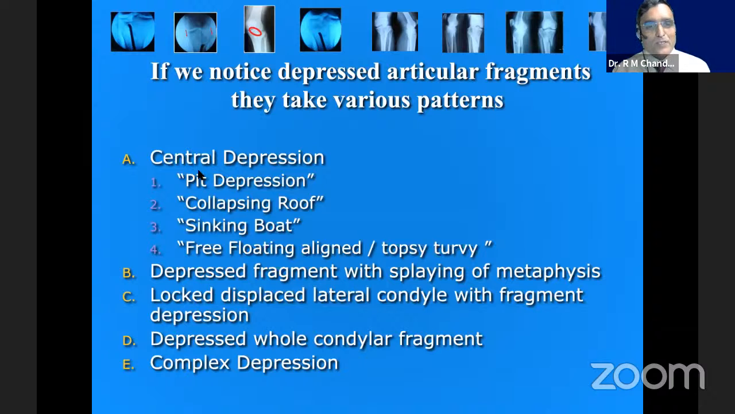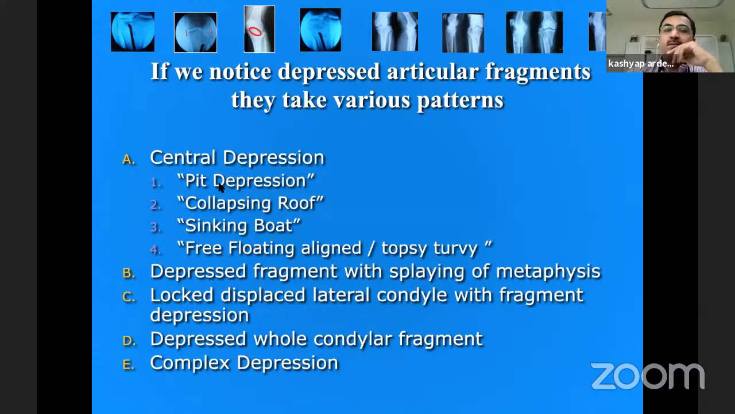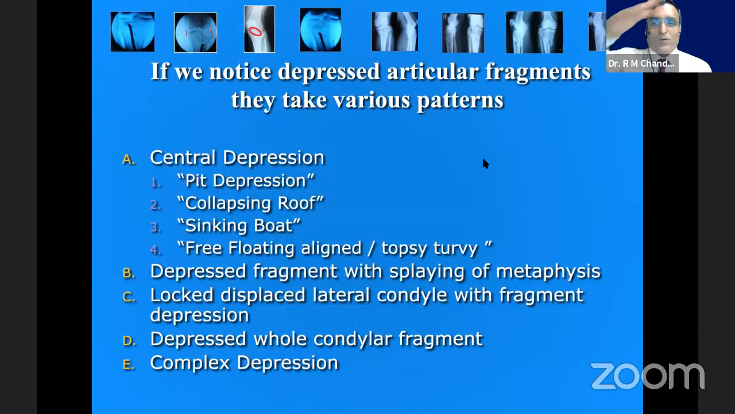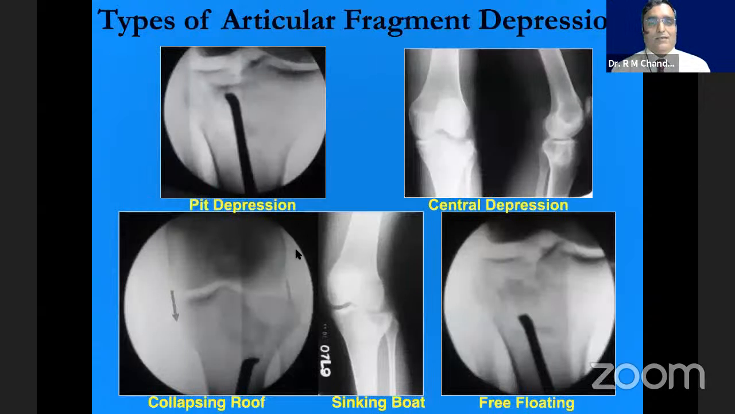In the central depression, I would divide them into these 4 categories. A pit depression, where it goes into a sort of a pit, or a collapsing roof, where the whole roof of the lateral condyle collapses, or a sinking boat appearance, and a free floating fragment, either aligned or topsy-turvy. So this is a pit depression sort.